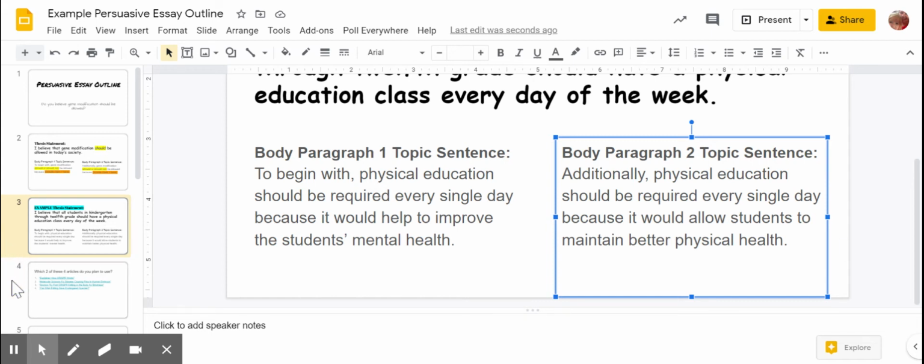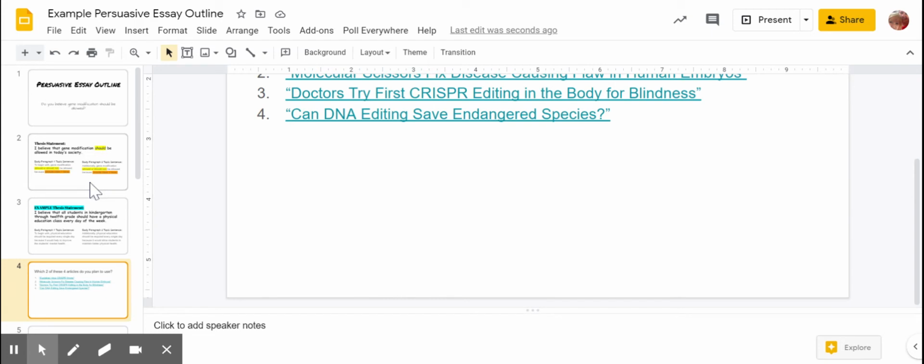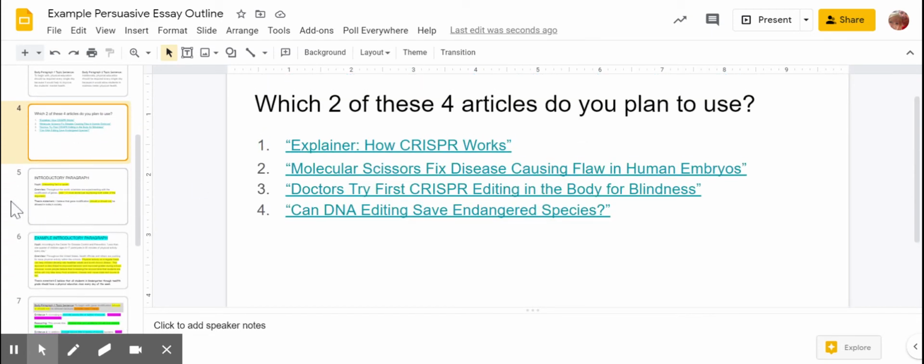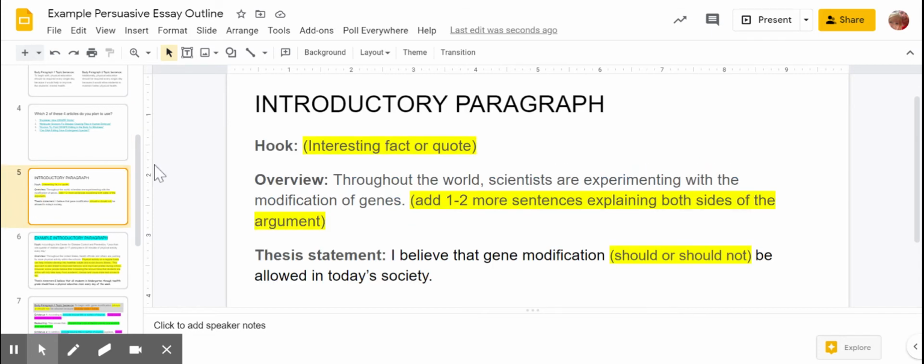Now, as you scroll down, the next slide is the one I showed you already with your articles on it, and these are all links. Next up is going to be your introductory paragraph. Your intro paragraph is the very first paragraph of your essay. To begin an intro paragraph, you start with a hook, an interesting fact or quote.